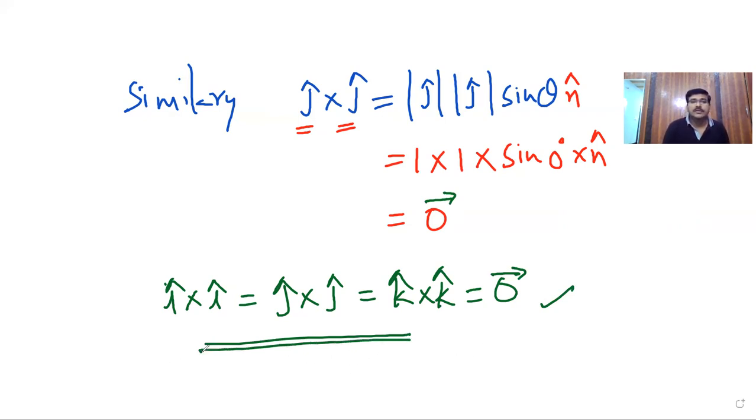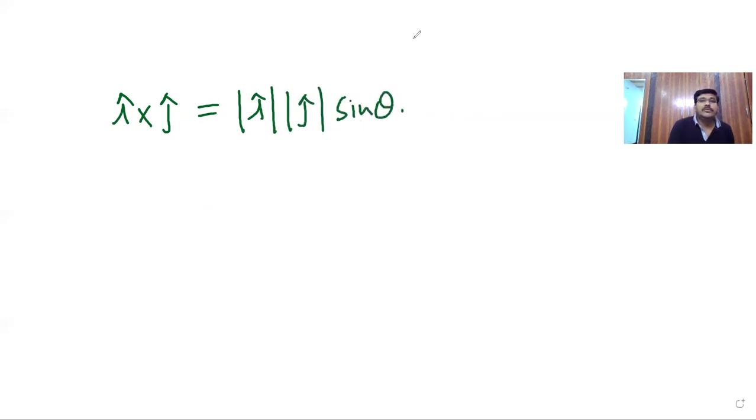Okay, general statement. Now, let us see the cross product of I bar cross J bar. What is the general formula? Modulus of I bar, modulus of J bar, sine of the angle between them, theta, into the unit vector. This shows the direction. Clear? Now, observe. What is the magnitude of I bar? 1. Magnitude of J bar? 1.